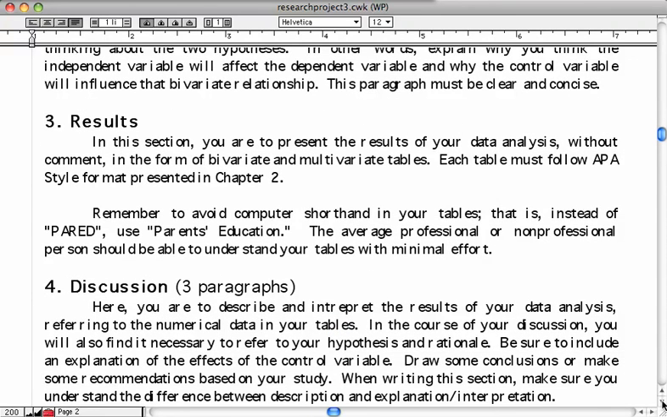And the results. Now this is important because you are going to have tables. Remember the APA style bivariate, multivariate tables we did earlier? In this section you're going to present the results of your data analysis without commentary, but just put it in the form; put your bivariate, multivariate tables here.